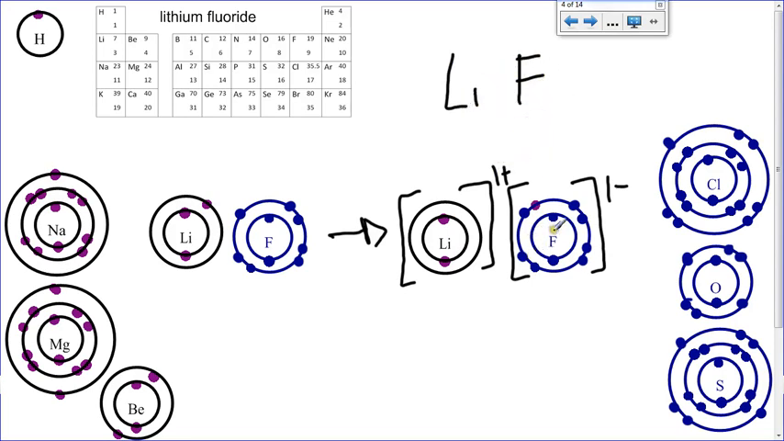Okay, notice that fluorine on the periodic table is called just fluorine. When it becomes an ion, it's called fluoride. So fluorine becomes fluoride, chlorine becomes chloride, bromine becomes bromide.